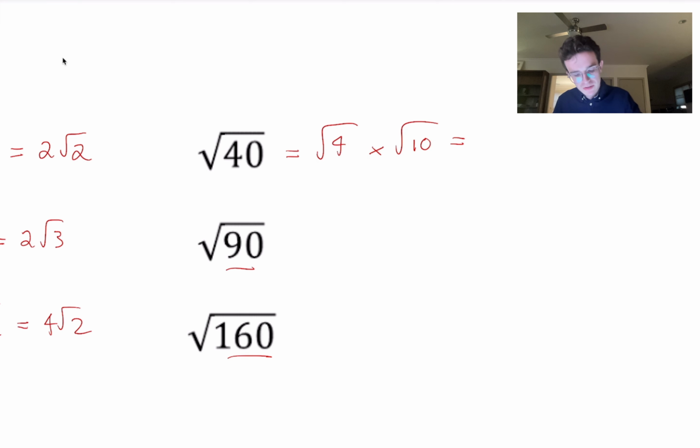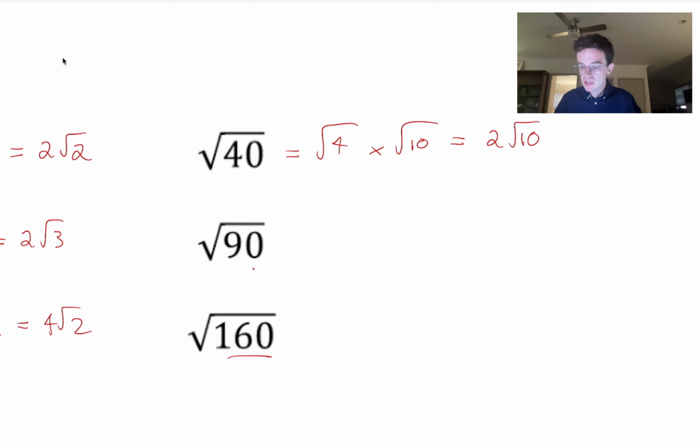We're always trying to find a square number that goes into it. So I'm not going to say, well, I know that 8 times 5 is 40. There's no point of doing this because neither of those are square numbers, so it's not going to help us. So 4 times 10. Now the square root of 4 is 2, so this is 2 root 10.